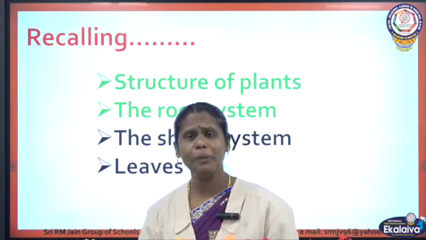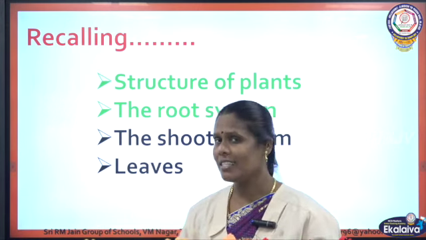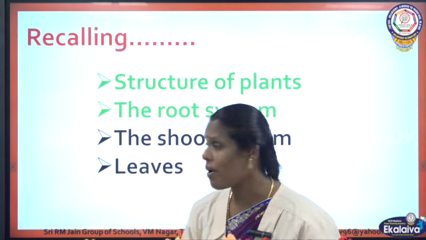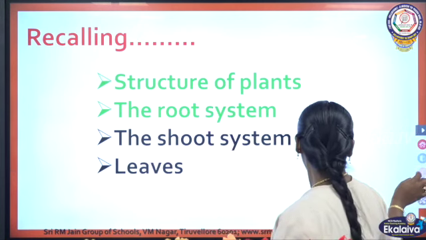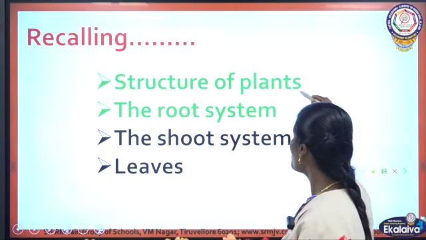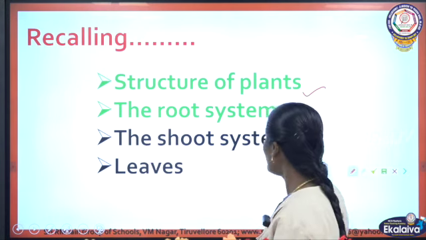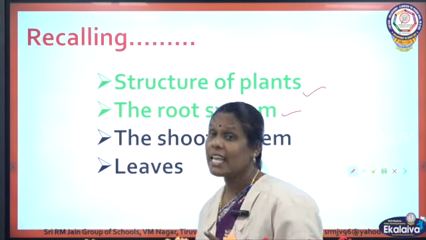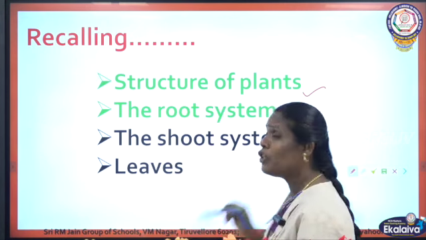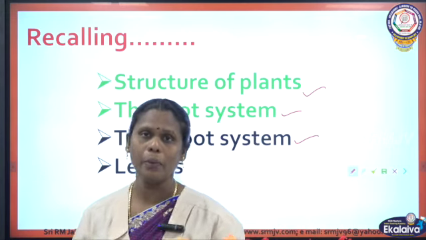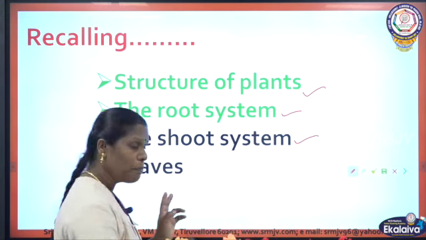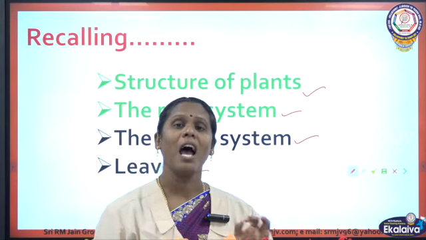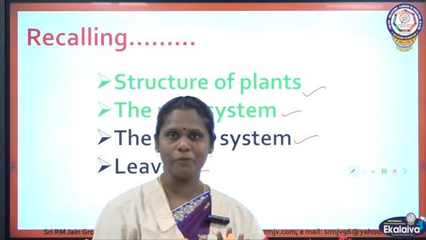What did we learn in the previous part? In this lesson, we already discussed 3 parts. In the first part, we discussed the structure of a plant and the root system and their modification. In the second part, we discussed the shoot system and their modifications. In the third part, we discussed the leaves, functions of leaves and modification of leaves.